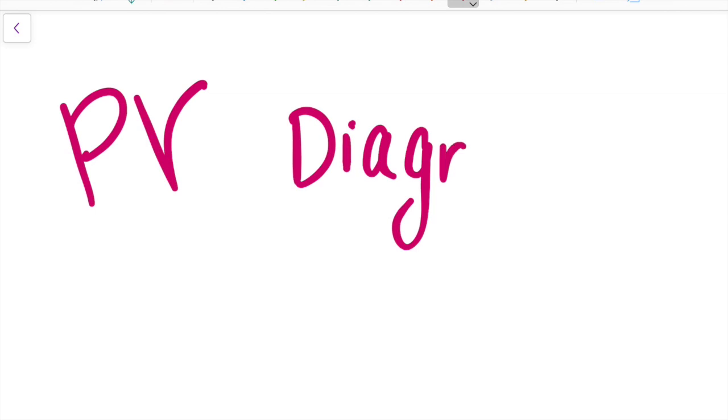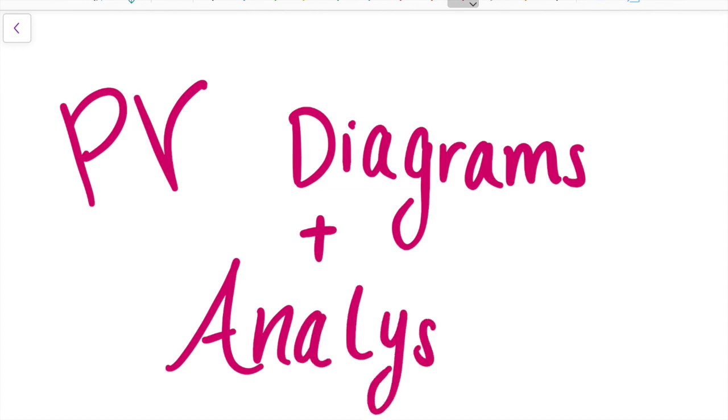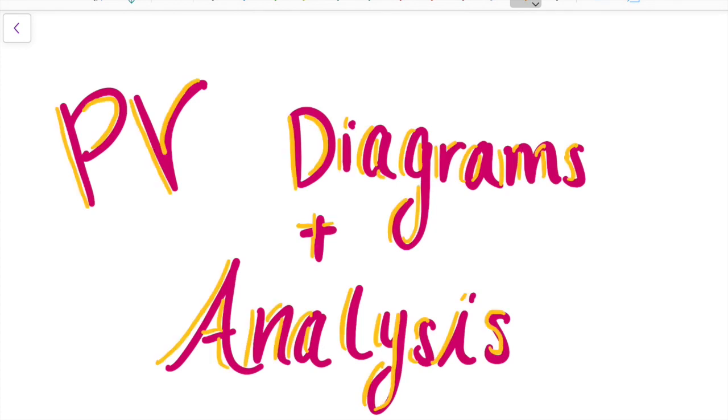Hey everyone! Today I'm going to be walking you through a pretty extensive engine problem from your textbook. This problem is going to touch upon PV diagrams and their analysis, as well as efficiency and a little bit about entropy as well. So if you're having any concerns drawing these PV diagrams or interpreting these PV diagrams, please keep watching because I'm going to address all these concerns.